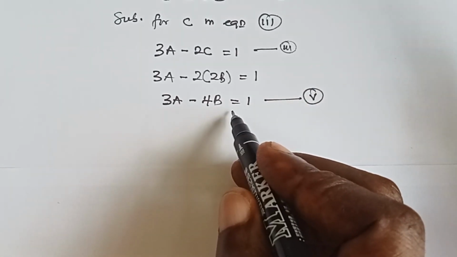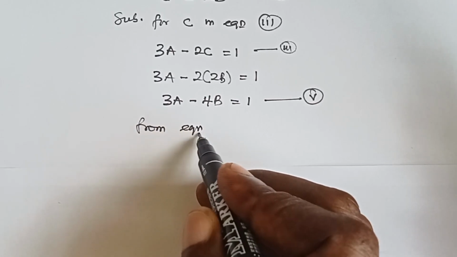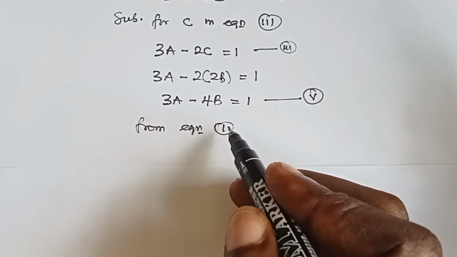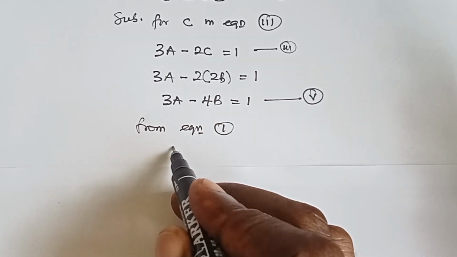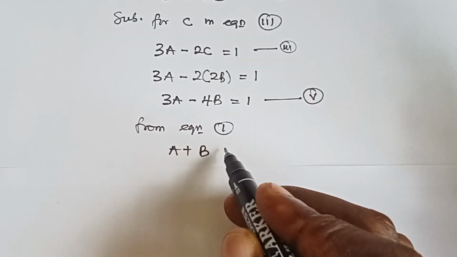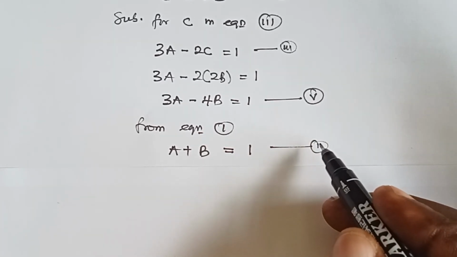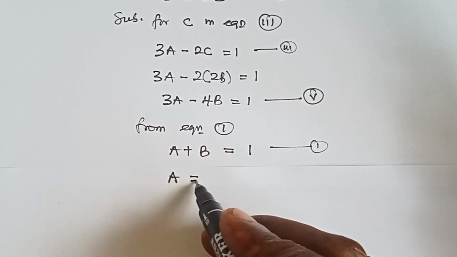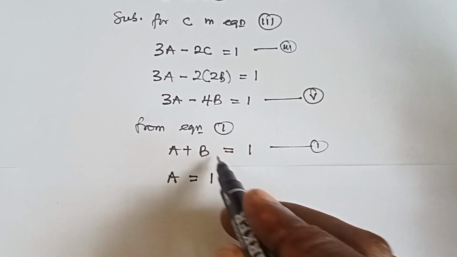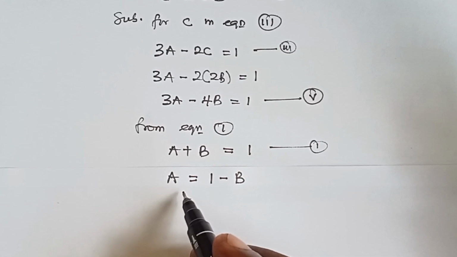We can call this equation 5. All right, so from equation 1, let's make a the subject of the formula. Equation 1, remember, says that a plus b is equal to 1. That is what equation 1 gives us. And then we can make a the subject of the formula from here. So a is now equal to 1 minus b. Okay, so from equation 1, we have made a the subject of the formula.